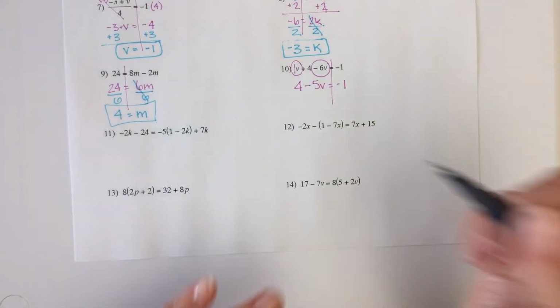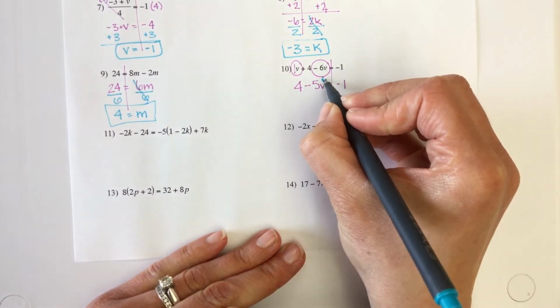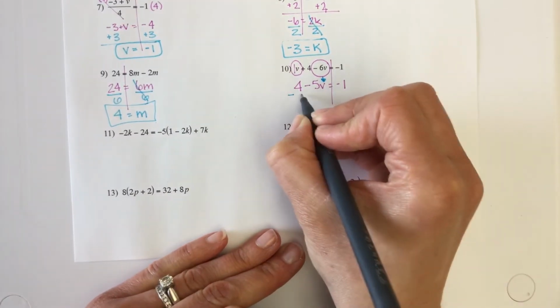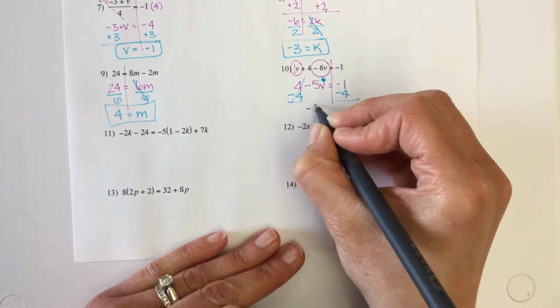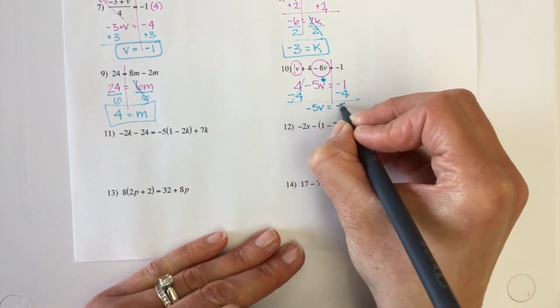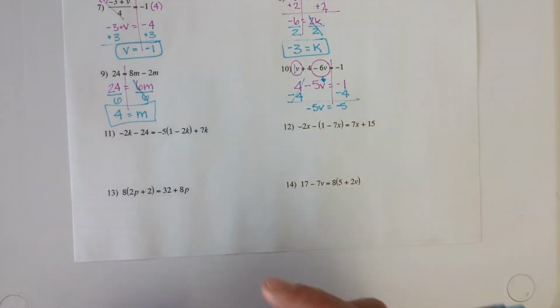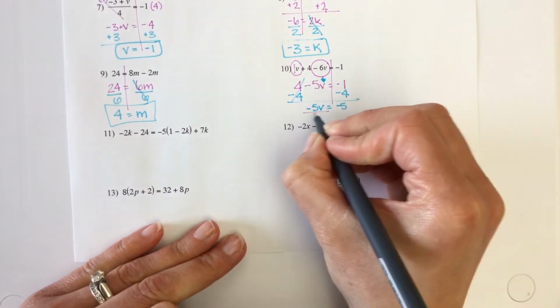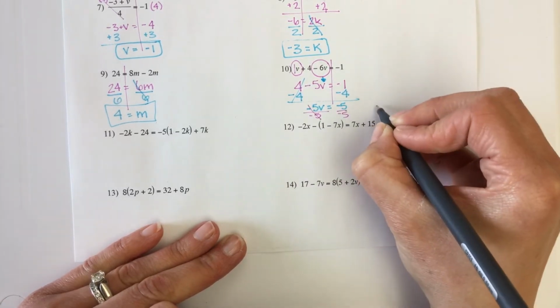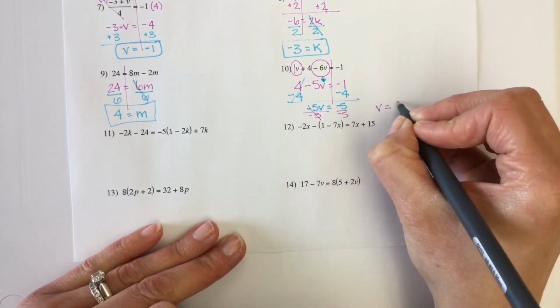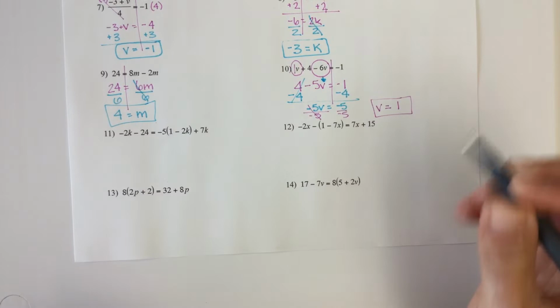Now I'm going to proceed with getting the variable by itself. So now I'm going to subtract the 4 because I want it to go to the other side. Bring down my negative 5v equals negative 5. Divide by a negative 5. My v equals positive 1.